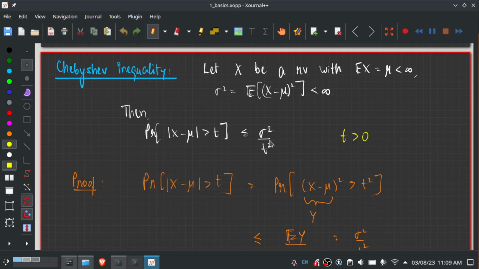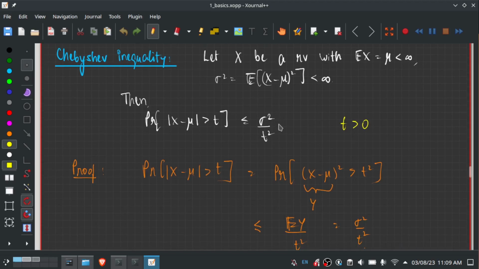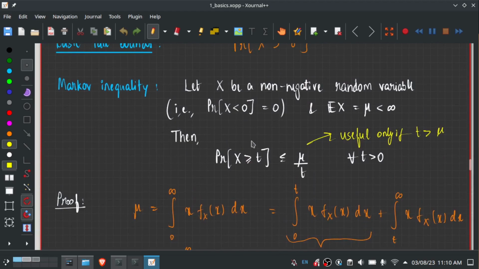Of course, it doesn't hold for all ranges of t, and the main reason is that this also depends on sigma square. So if sigma square is large, then the right hand side will be pretty large. Chebyshev's inequality is useful only when t square is greater than sigma square. Otherwise the right hand side is a quantity greater than or equal to 1, so we just get a trivial bound. So in order to use Markov's inequality for the right hand side to give you something non-trivial, you need t to be greater than mu.